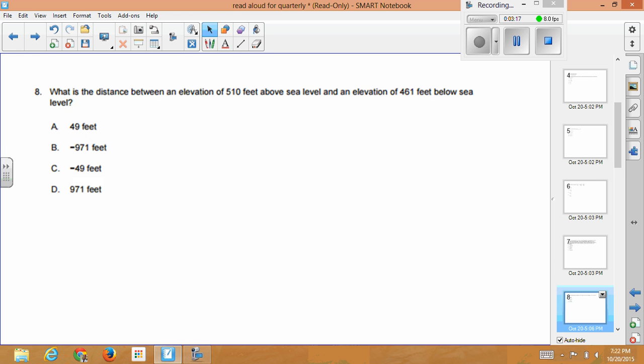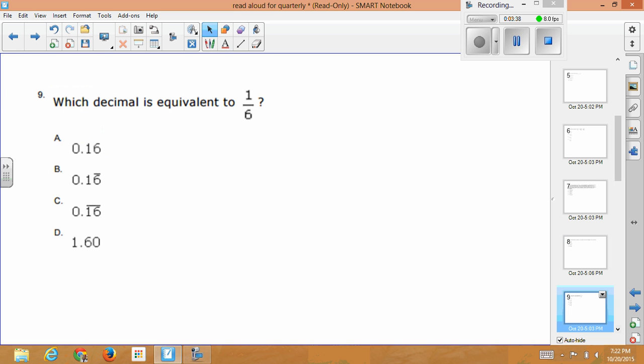Number 8. What is the distance between an elevation of 510 feet above sea level and an elevation 461 feet below sea level? A, 49 feet, B, negative 971 feet, C, negative 49 feet, D, 971 feet.